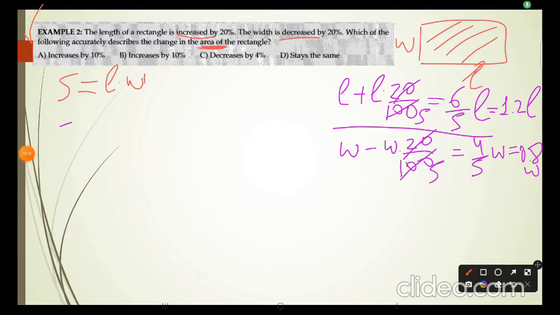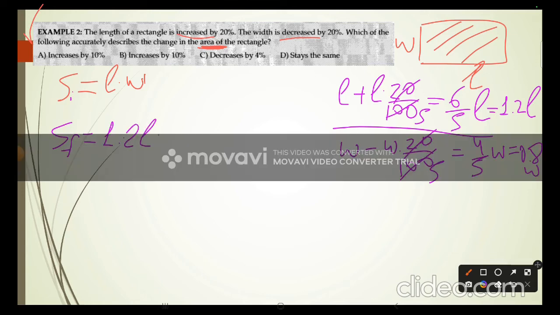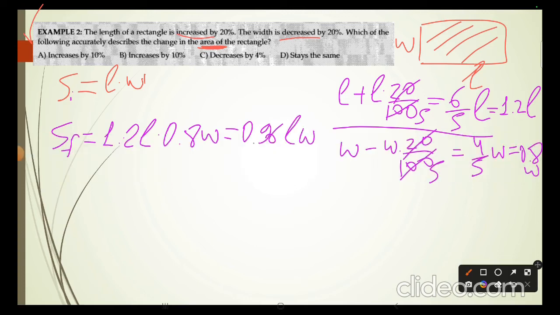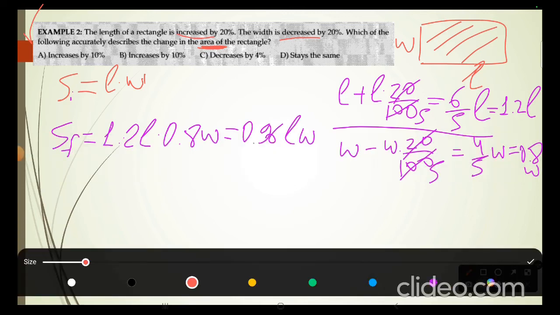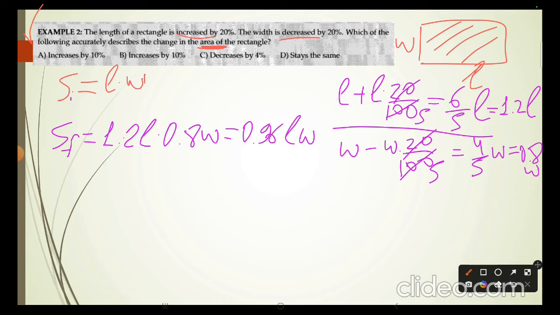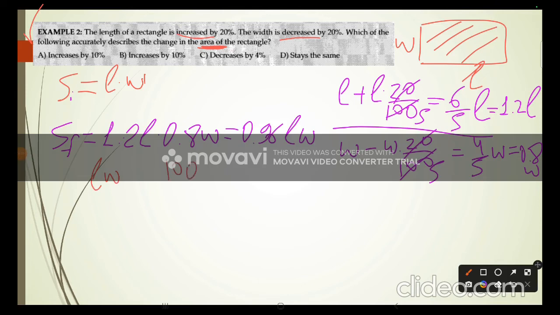Let's find the new area. Initial, let's say final. Length is 1.2 L. Width is 0.8 W. It is 0.96 LW. Let's write a proportion. LW, it is 100%. 0.96 LW is what percent?